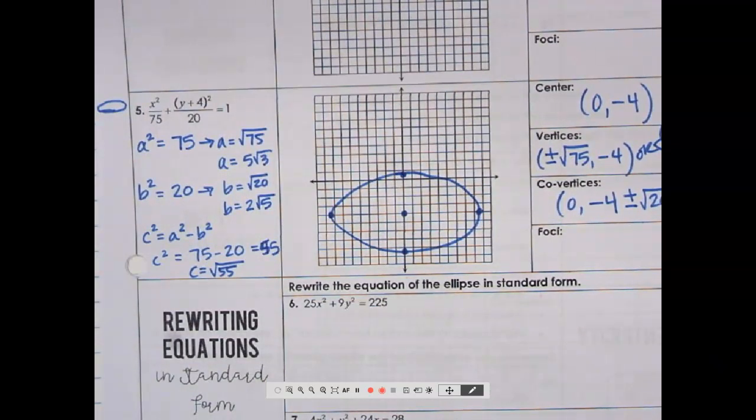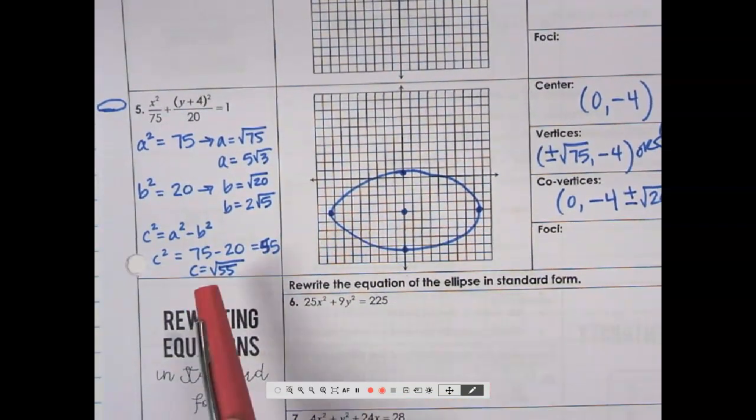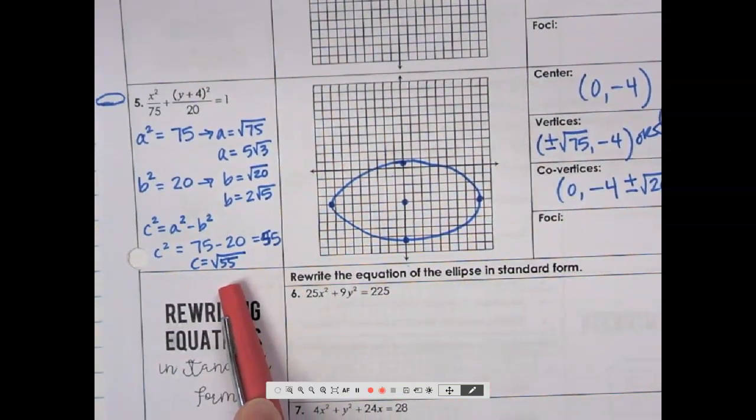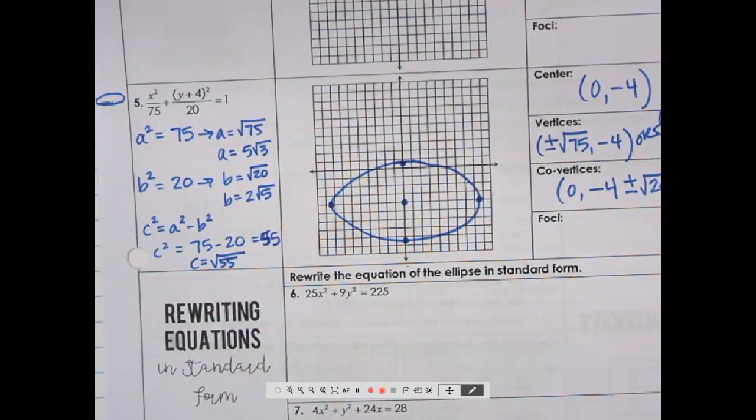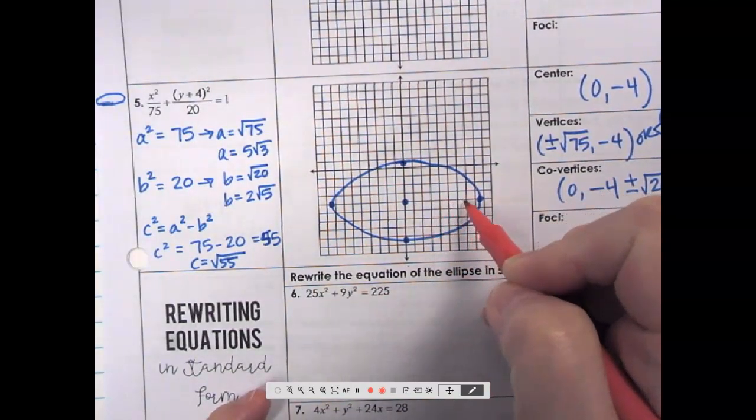Okay, to plot that foci, I'm going to go left and right. How much? More than 7. A little more than 7. 1, 2, 3, 4, 5, 6, 7.